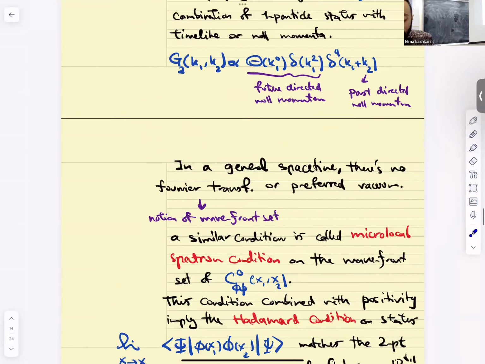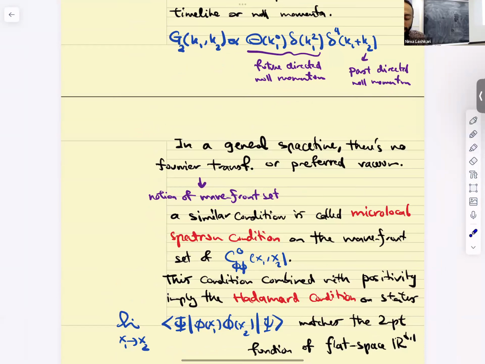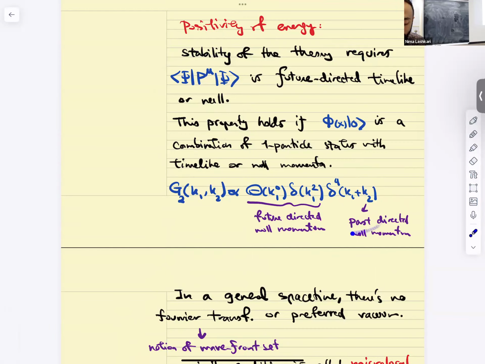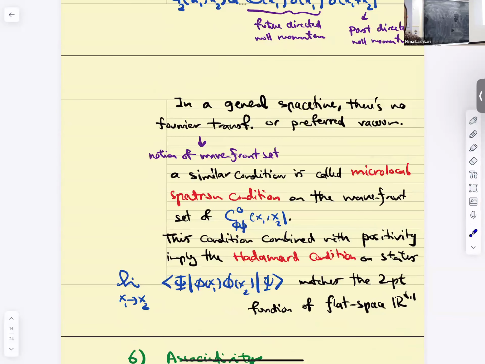So there is one issue. This slide is very, very advanced. I understand that, but I want you guys to have heard this. In a general space-time, there is no Fourier transform or preferred vacuum. There is a notion of wavefront set, and the analog of this relation, right? The positivity of the theory, an analog of these relations, is called the microlocal spectrum condition. They are a set of conditions on C0, phi, x1, x2. Hopefully it's clear.